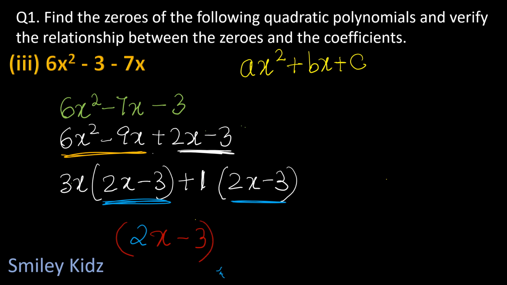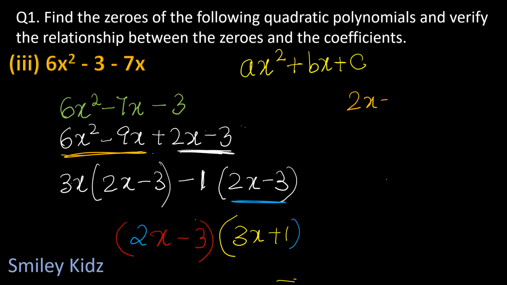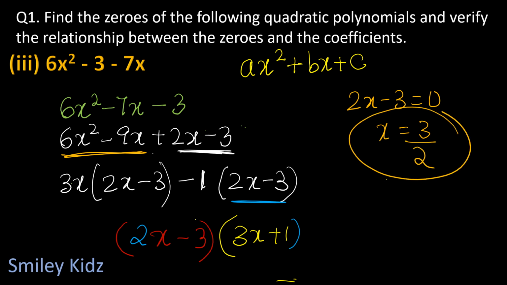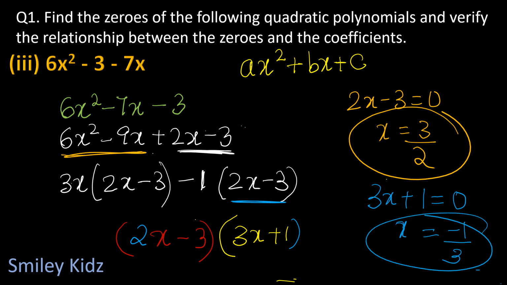And then we have 3x plus 1, isn't it? Now we're going to equate both of them to 0. So 2x minus 3 is equal to 0. X will be equal to what? 3 by 2, isn't it? So the first zero we have is 3 by 2. And the second one, 3x plus 1 is equal to 0, then x will be equal to minus 1 upon 3. So the second zero we got is minus 1 upon 3.